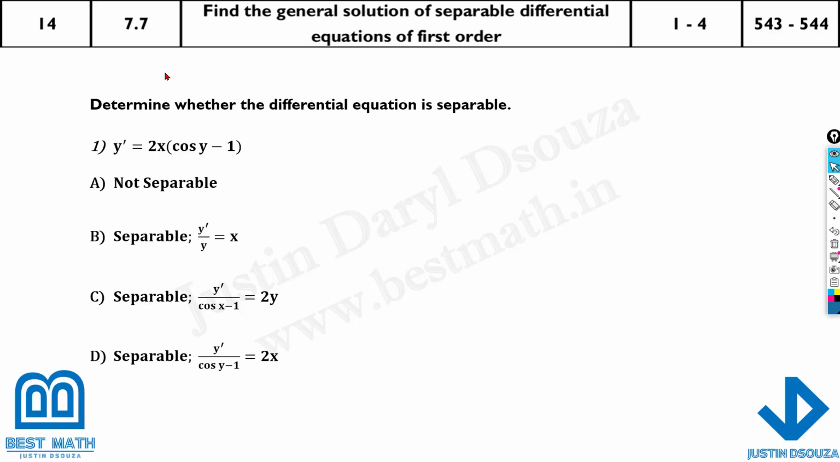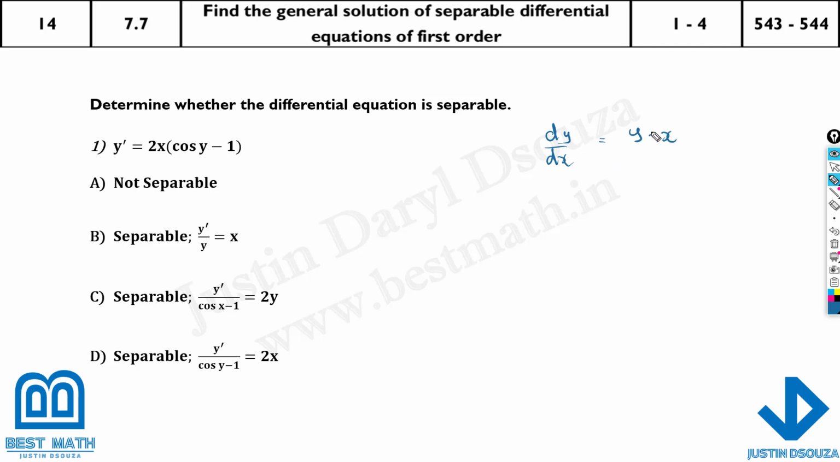Here they have asked whether this equation y prime equals 2x of cos y minus 1 is separable or not. Let me give a brief of what is separable and non-separable. Imagine you have dy by dx equal to some equation, say y times x.